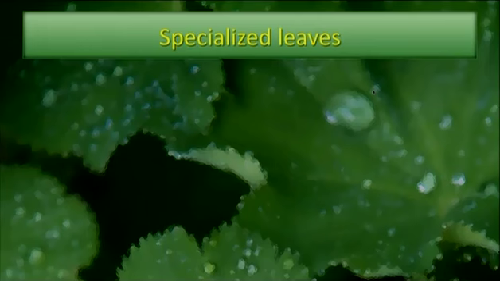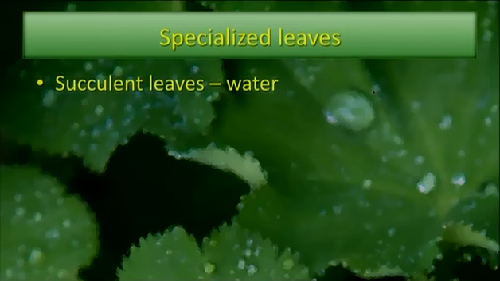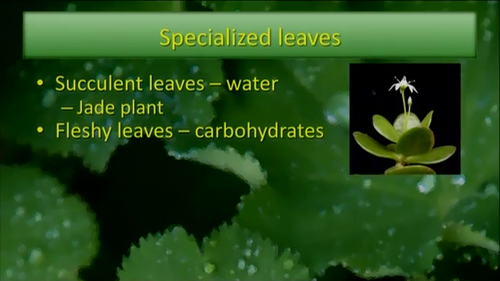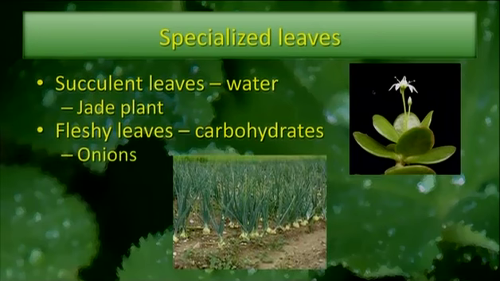Other specialized stems, specialized leaves include succulent leaves, which store water in large vacuoles, like the jade plant. Then we have fleshy leaves that are full of carbohydrates that are used by the plant during rapid growth for the next season. And we've seen onions before, right? So onions are examples of fleshy leaves.